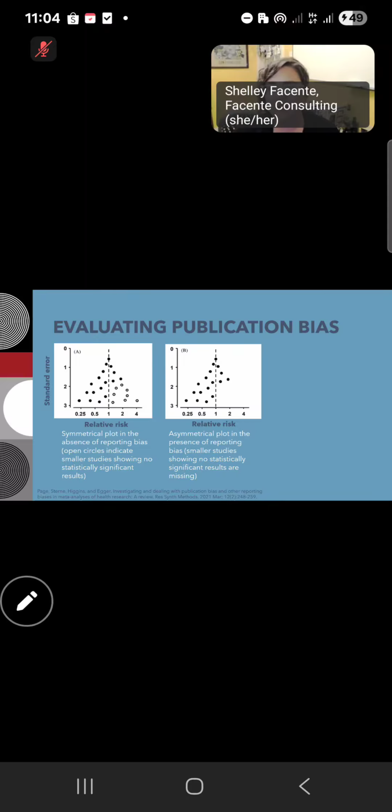It is relatively common that when you create a funnel plot of all the studies you include in your meta-analysis, you end up with something that looks like this. This is obviously not a symmetrical funnel. And what's missing in this example are all of these smaller studies with no statistically significant results, right? They're just missing. They were never published.